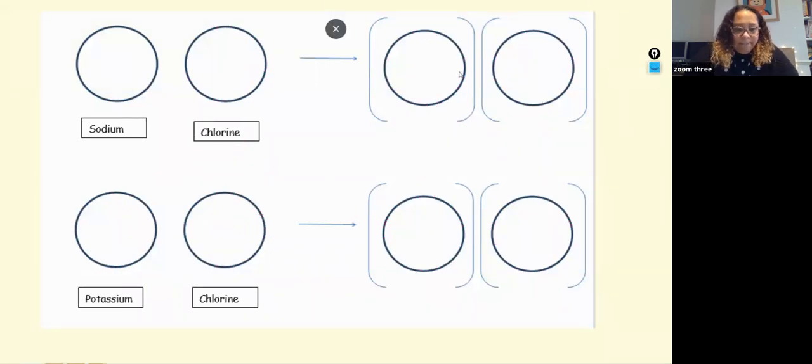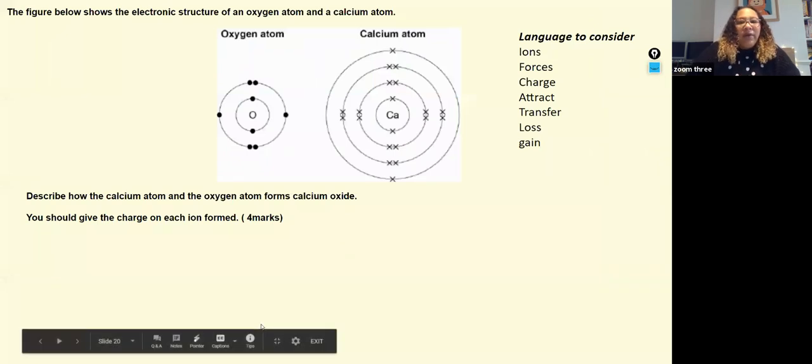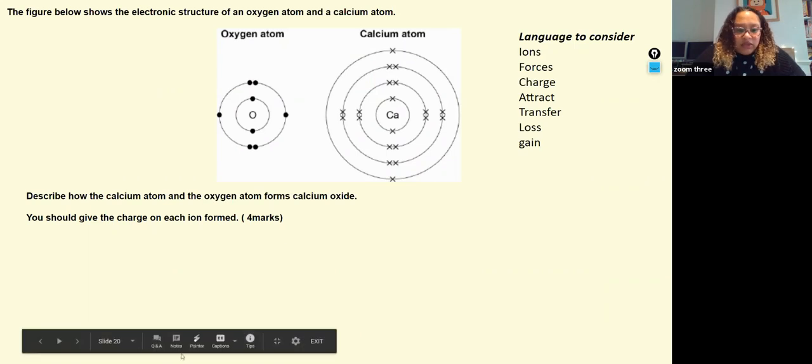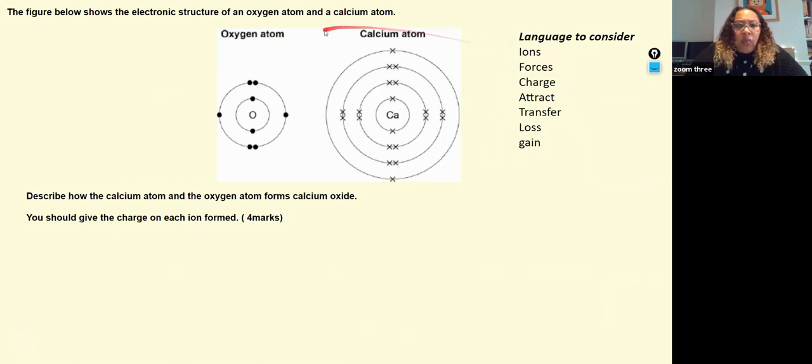So here is an exam question, and it is an oxygen and a calcium. The first thing you do is have a look at the picture. The figure below shows the electronic structure of an oxygen atom and a calcium atom. And I've put here some of the language that I would suggest you consider. That's scientific language. We look at it, we've got a non-metal in group 6 and a metal from group 2.